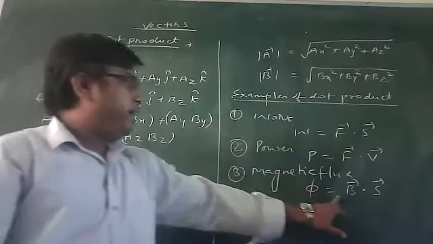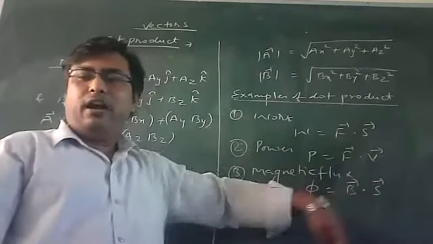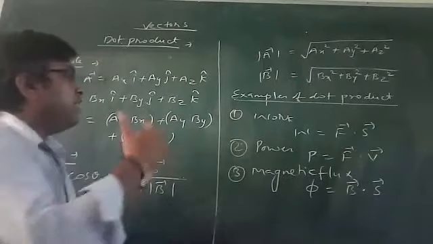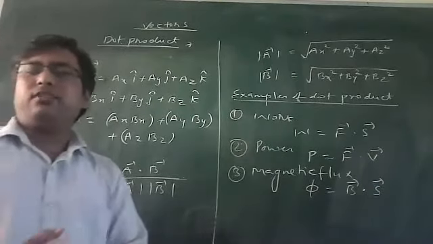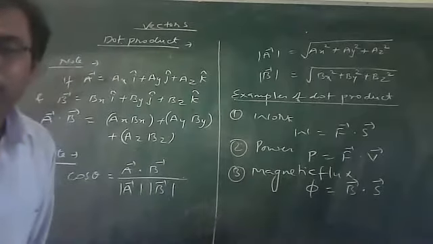Electric flux will be what? E dot S. In place of the magnetic field, I will utilize the electric field. These are the working examples of scalar product or dot product in physics. Now we are going for question practice.